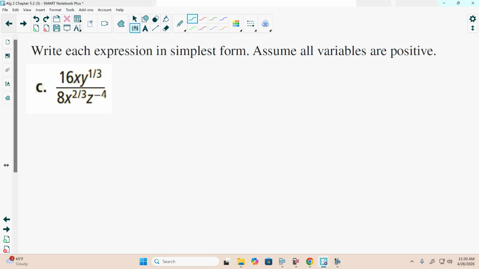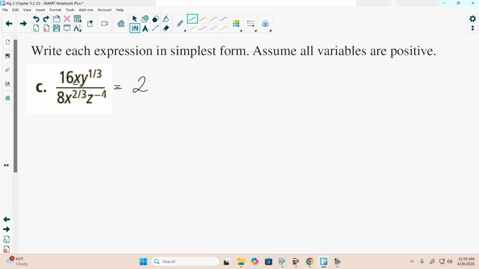Let's look at this one here. 16xy to the 1/3 over 8x to the 2/3 z to the negative 4. So to simplify this, the first thing we need up here is those numbers are going to divide. 16 divided by 8. 16 over 8 is going to be 2 over 1, or just 2 in the numerator.